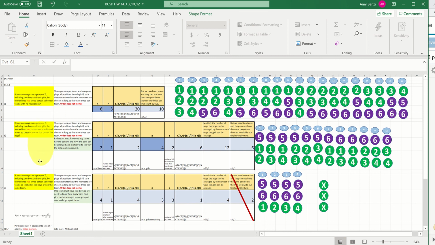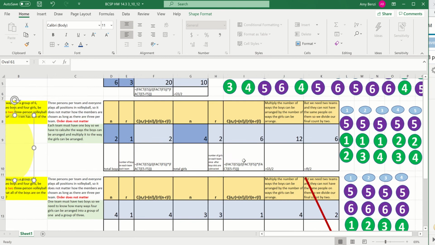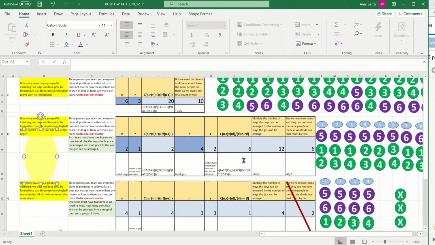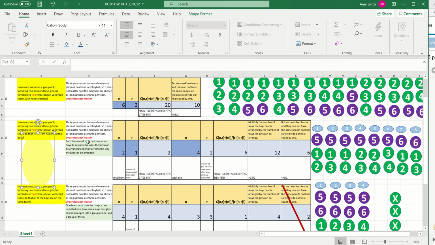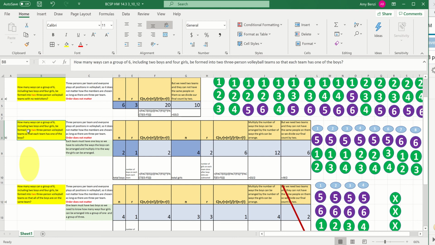All right, now part two, or part Bravo, is a little bit more complicated, but it's not terrible because we have Excel. Excel makes everything so fantastic. So now the question is, how many ways can a group of six, including two boys and four girls, be formed into two three-person volleyball teams so that each team has one of the boys?